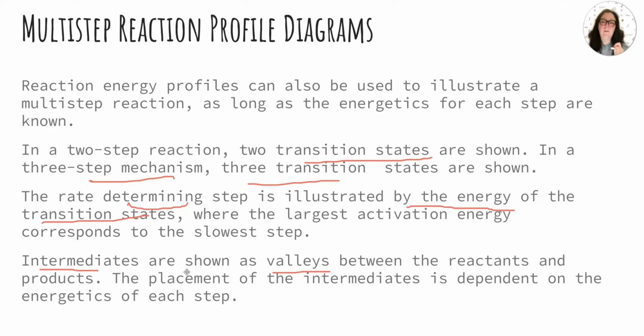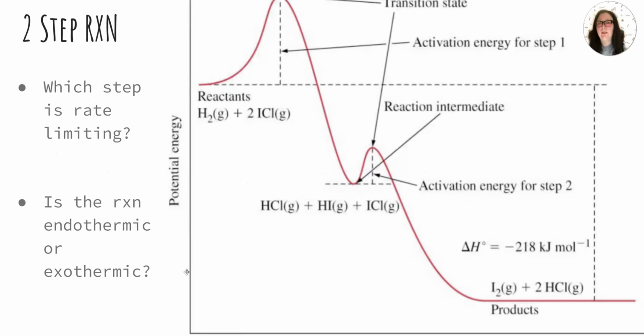All right, so the placement of intermediates is dependent on the energetics of each step. They could give you every bit of every step, the amount of energy from when you start to the end of each step, and actually have you draw it. They typically don't get that involved. They might ask you to sketch something, but it's usually not incredibly detailed.